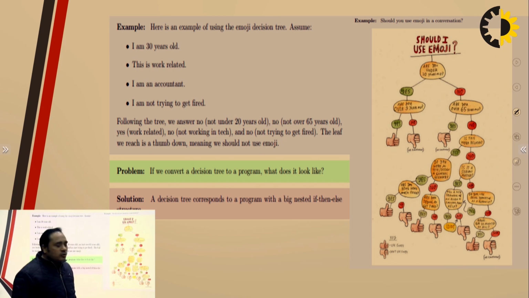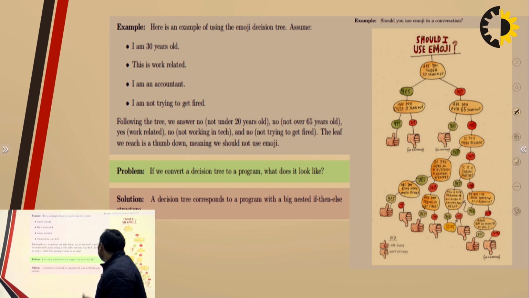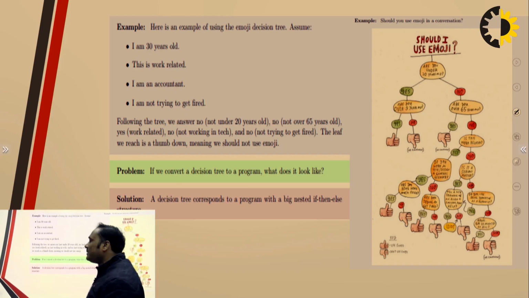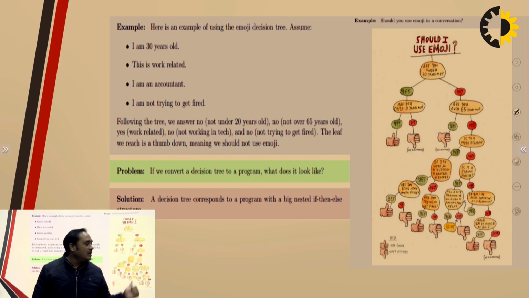Let's say we go to the no part, the no section. So, no means: are you over 65 years? Someone is saying yes, someone is saying no. If no, then you are moving to the next part of the tree. Is this work related to you? If someone says yes, it is related, then you move to the left side. If someone says no, then it goes to the right side.